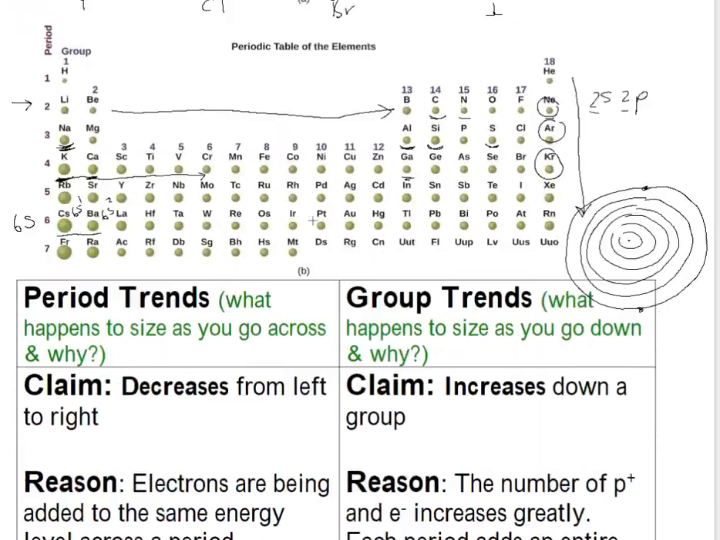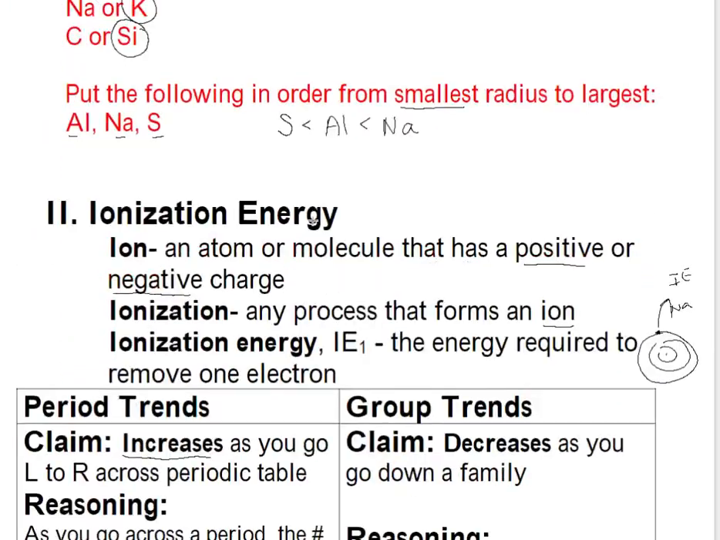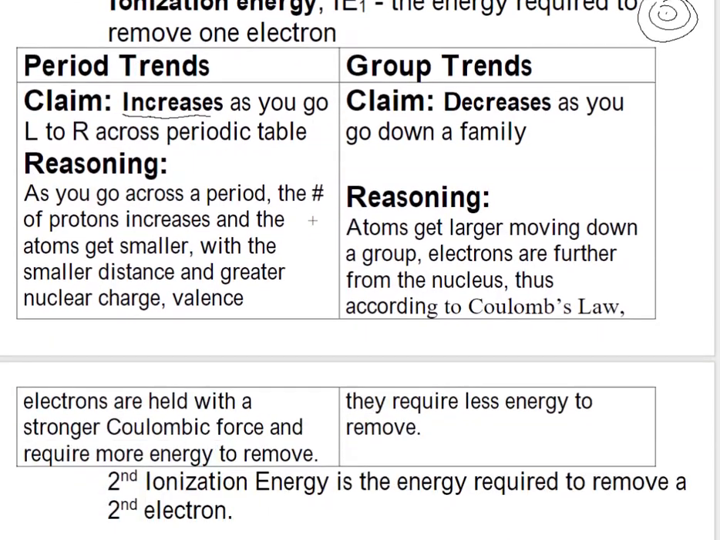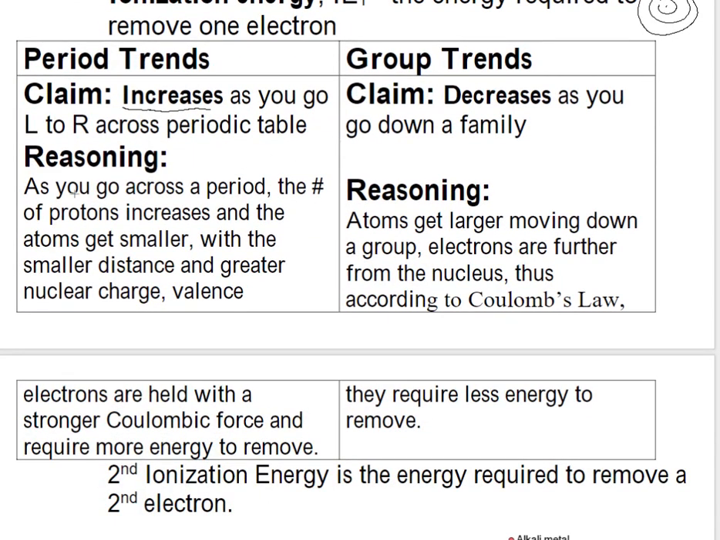Let's write that down. As you go across a period, the number of protons increases and the atoms get smaller. With the smaller distance and the greater nuclear charge, valence electrons are held with a stronger Coulombic force. They're just held with a tighter force. And therefore, they require more energy to remove, and that means they have a higher ionization energy.